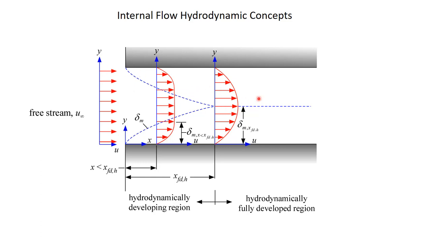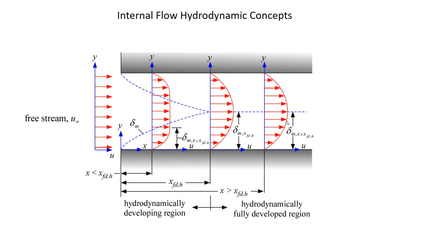If I continue to move downstream now, assuming the area doesn't change and the properties are constant, I wouldn't expect the velocity distribution to change at all, right? I'd expect to have this velocity distribution that stays exactly the same as I continue to move downstream, right? So that's kind of the picture to have in your mind.